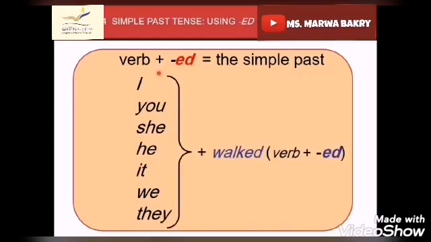Look here my students at these pronouns. These are subject pronouns. Okay, I, you, she, he, it, we, they. Okay, with these pronouns we use a verb plus ed to make the past simple form. Okay, subject followed by verb plus ed. We can say I walked, you walked, she walked, he walked.